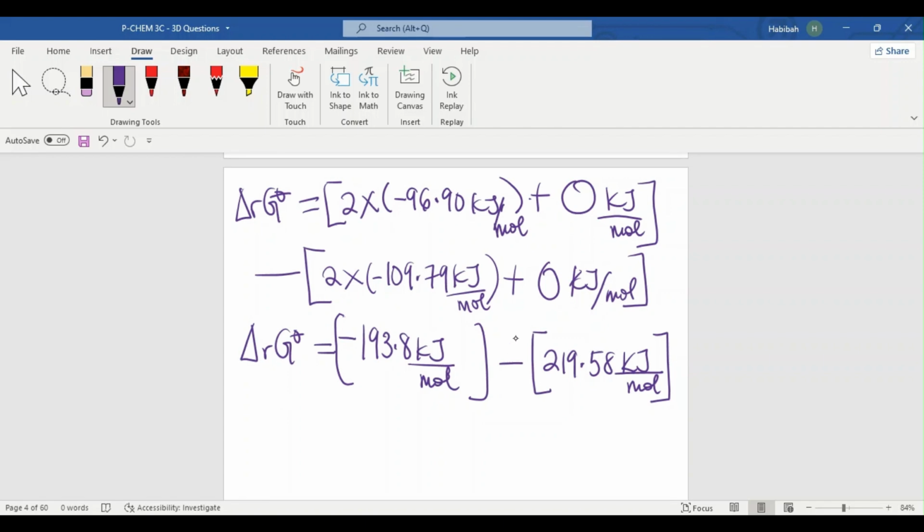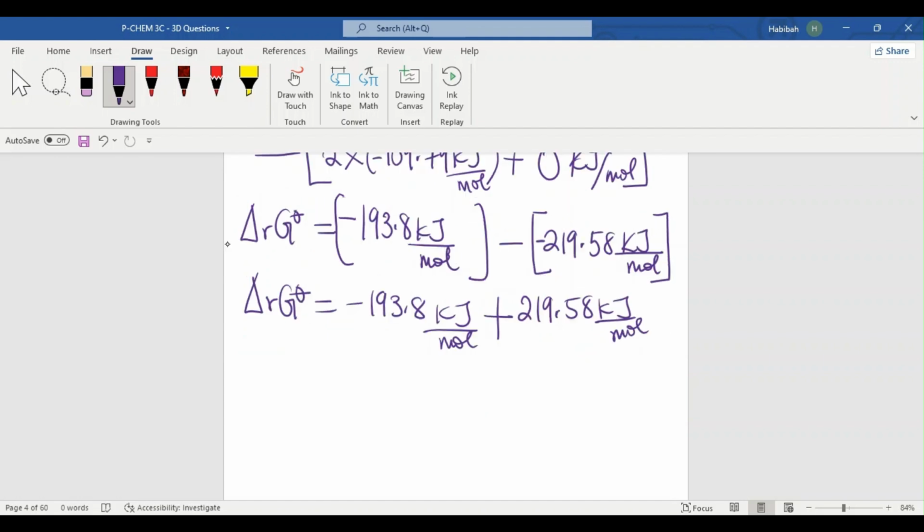So you have that 2 times negative 109. So it's going to be negative 219. So just rewriting this, Gibbs energy of reaction becomes negative 193.8 kilojoule per mole plus 219.58 kilojoule per mole. You just simply put this information in the calculator to get 25.78 kilojoule per mole. And this is basically the answer to the question.